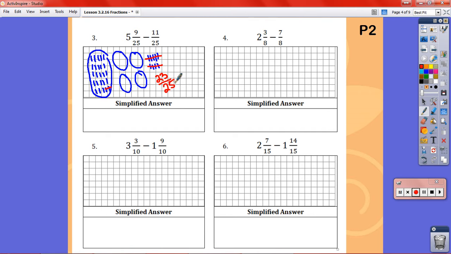23 25ths, but we also have 1, 2, 3, 4 wholes still. 4 wholes and 23 25ths. That can't be simplified, so I can leave that the way it is.